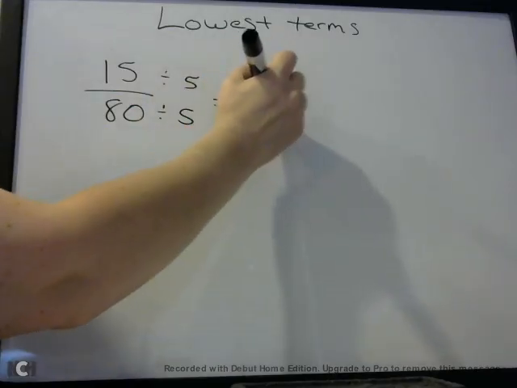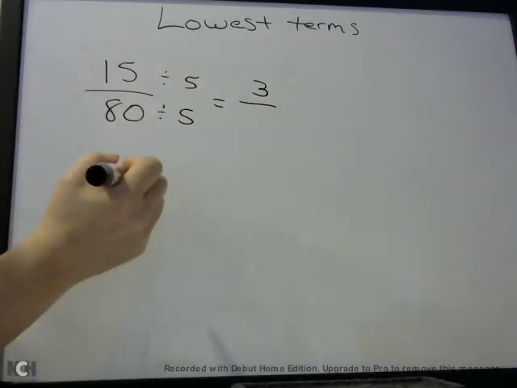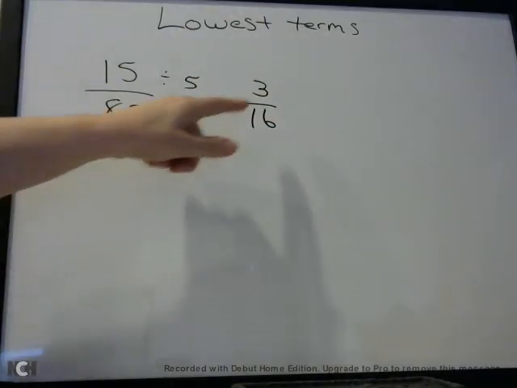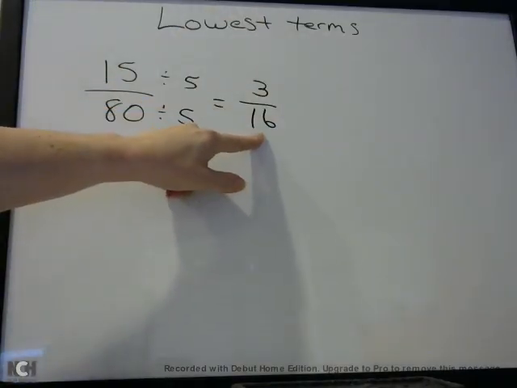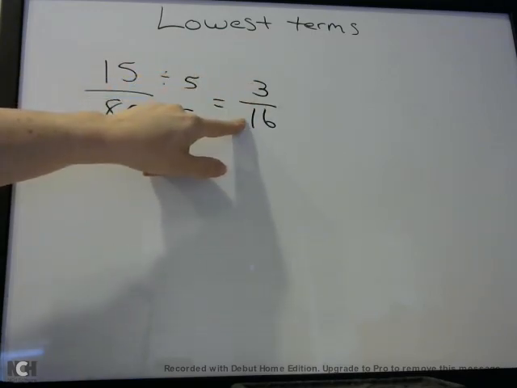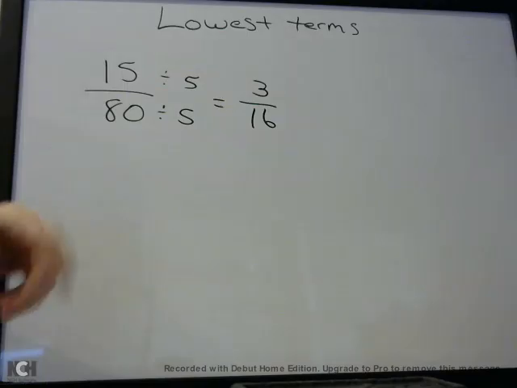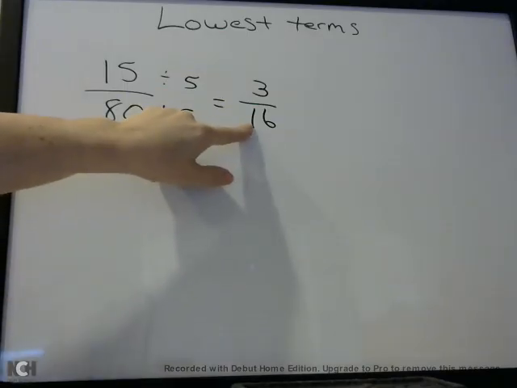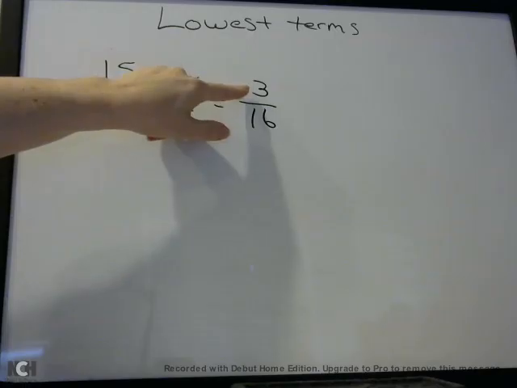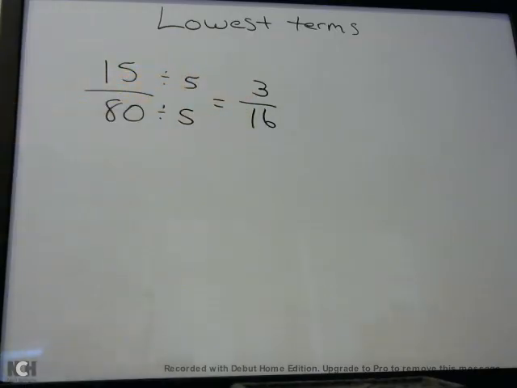15 divided by 5 is 3, and 80 divided by 5 is 16. So now we have 3/16. Is there any number that you can divide into both 3 and 16? No, there's not. So this is the final answer. This is in lowest terms. Even though 16 seems like a big number, this is still in lowest terms because there's no number that will divide evenly into both 3 and 16.